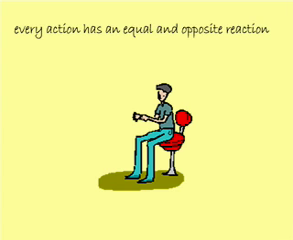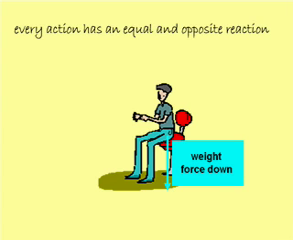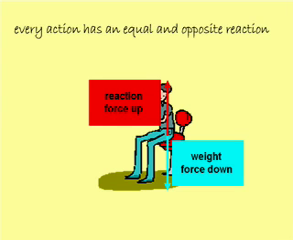So let's have a look at the forces that we know are existing in this situation. We know that there is a weight force acting down. The weight of the body, my body, is pushing down on the chair. Now if that was the only force acting on me, I would continue to move down, because that would be an unbalanced force. Because I'm not moving down, there must be another force, equal in magnitude but opposite in direction, acting up. Now that force that is acting against my weight force is called the reaction force.